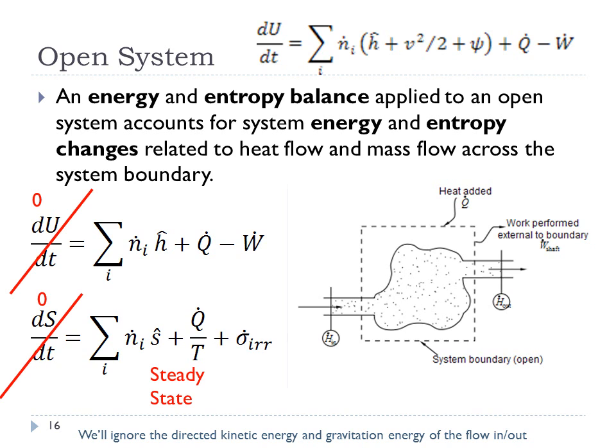So if we have steady state, the dU/dt and dS/dt terms once again drop out. What I do want to point out is that we have an h hat and s hat, and we're going to have to figure out how to calculate h hat and s hat for species that are entering or exiting a system. That's what we're going to be looking at in the next couple of slides.